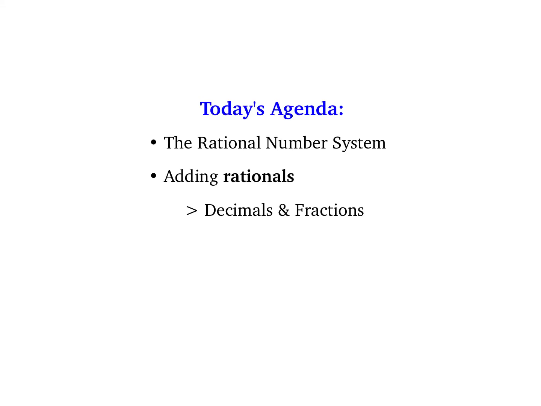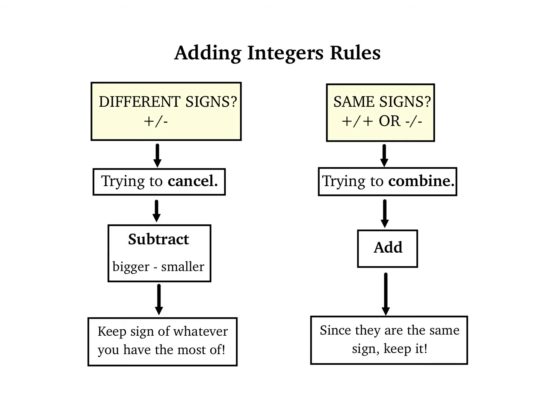In this video, we'll start to extend off of adding integers to adding different types of rational numbers, focusing on decimals and fractions. So we've been working a lot with adding integers, and they follow the rules depending on what signs of those numbers you have.